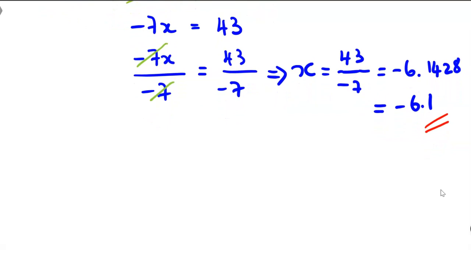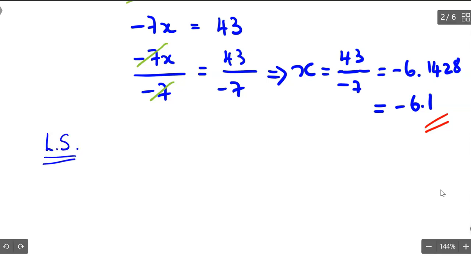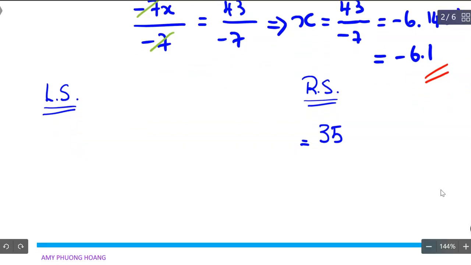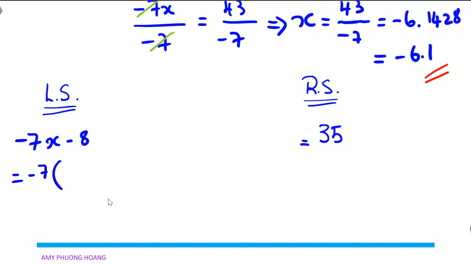So the next step, as I'm asking everyone to do, is to perform the step to prove that the two sides of this equation are equal to each other. So to do that, I will write left hand side. Okay, and here I know that the right hand side is actually equal to 35. So whatever I do on this side, I should end up with 35, right? So negative 7x subtract 8. See, I rewrite the entire statement for left hand side. Now I'm going to substitute in here x as negative 43 over 7, subtract 8.